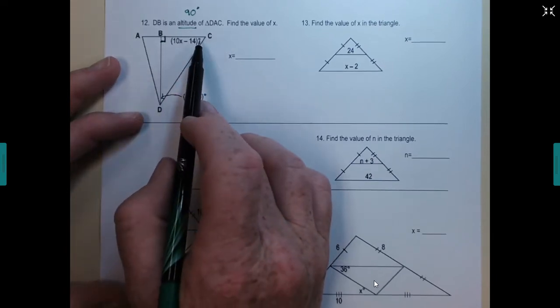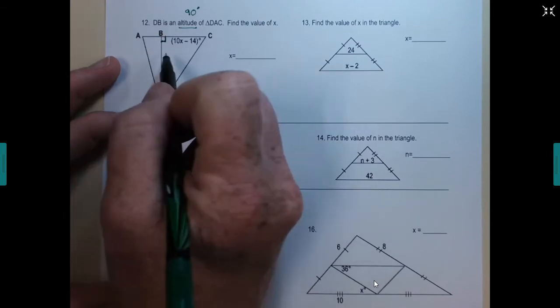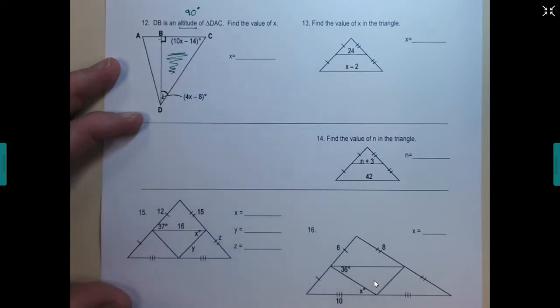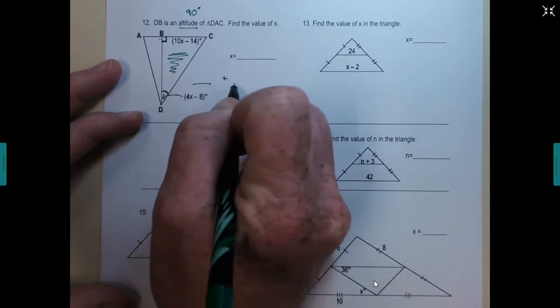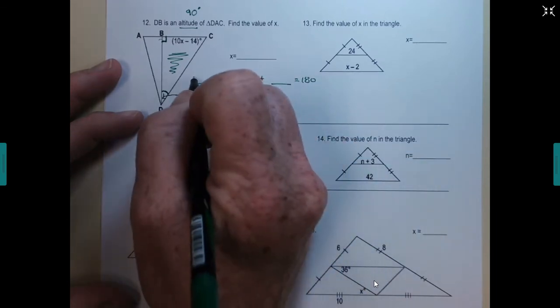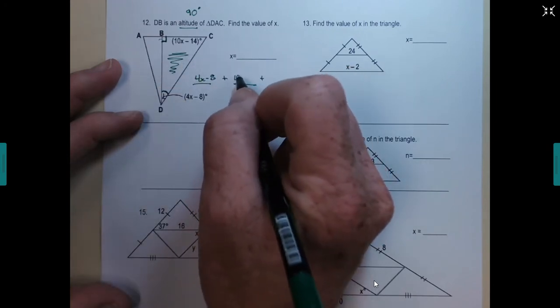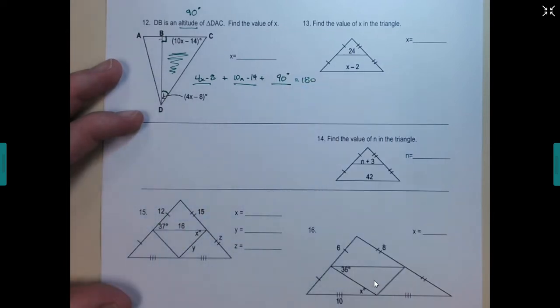Well, I've got an expression for one of the angles. I have an expression for another angle, and for this triangle here on the right, if this is 90 degrees, I now have an expression for all three. The only thing I know about all three angles of every triangle is that those three angles have to add up to 180 degrees. Well, I'll just take the three expressions: 4x minus 8, I'll take 10x minus 14, and 90 degrees. Those three, no matter what, have to add to 180 degrees.